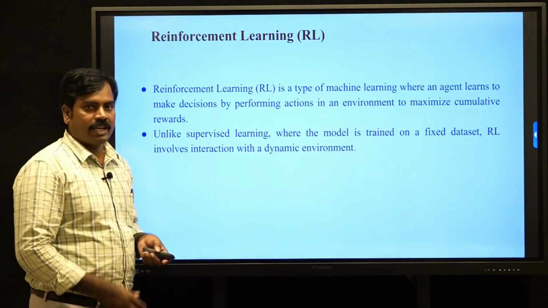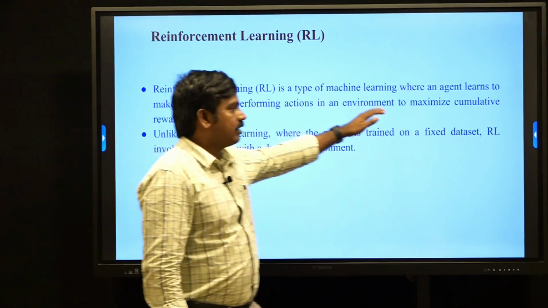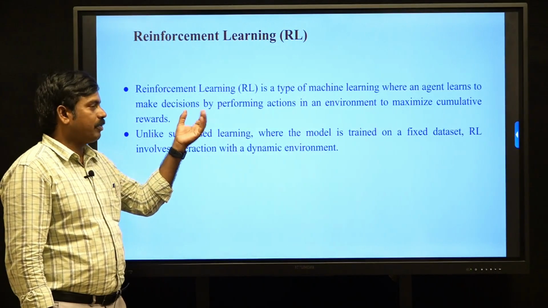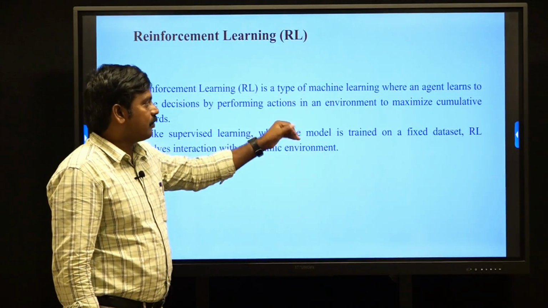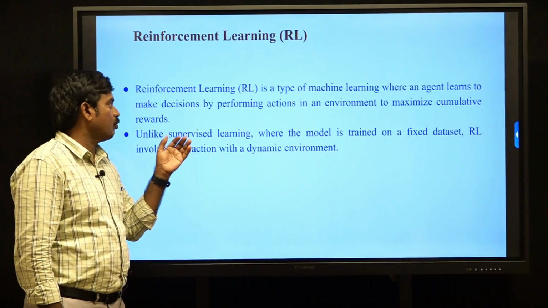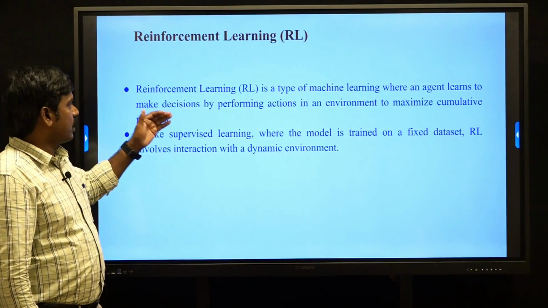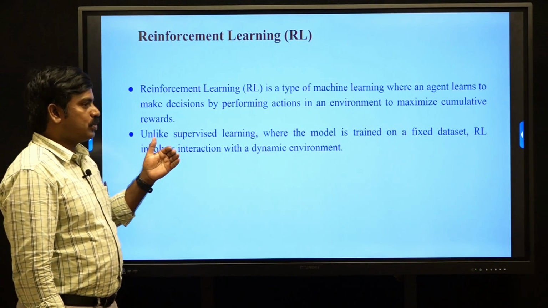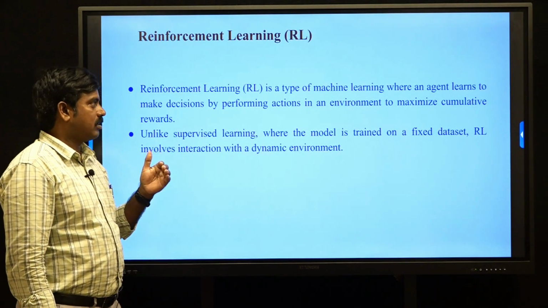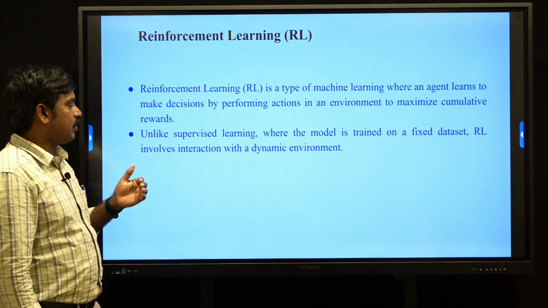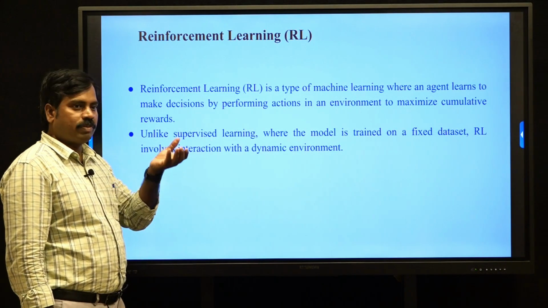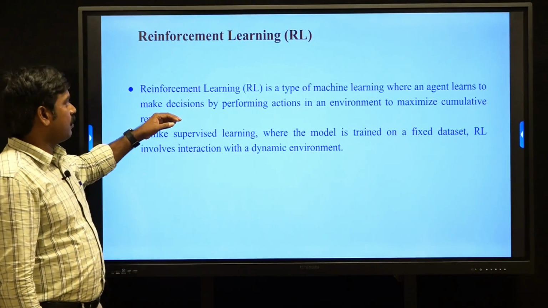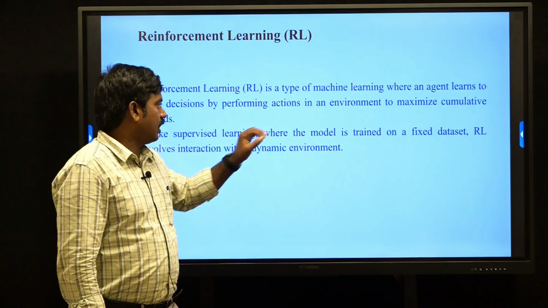Reinforcement learning is a type of machine learning where an agent learns to make decisions by performing actions in an environment to maximize the cumulative rewards. It is used for decision making tasks in some environment by applying some actions. The environment produces rewards for each action. This type of learning is called reinforcement learning.